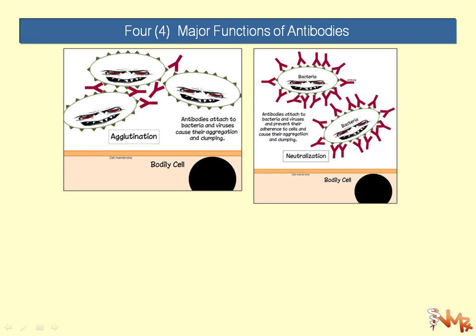In contrast, when you look at the agglutination, one arm of an antibody may attach to one bacteria, the other arm to another bacteria, and in this way they agglutinate the bacteria. Again, they produce mass effect, and therefore the bacteria, because they are too big right now, cannot get into the bodily cells. But anyhow, as you can tell, these two functions are very similar to each other.